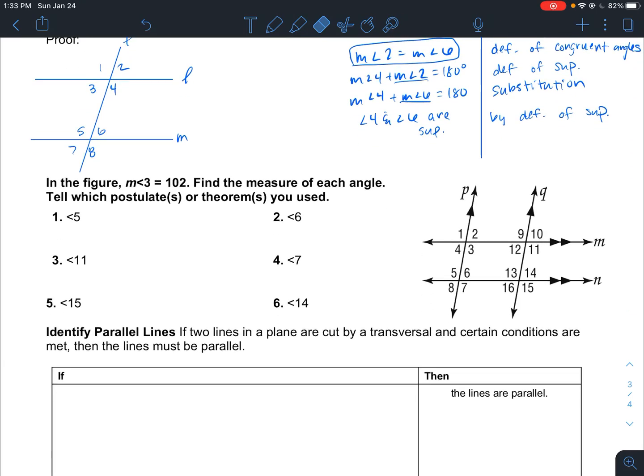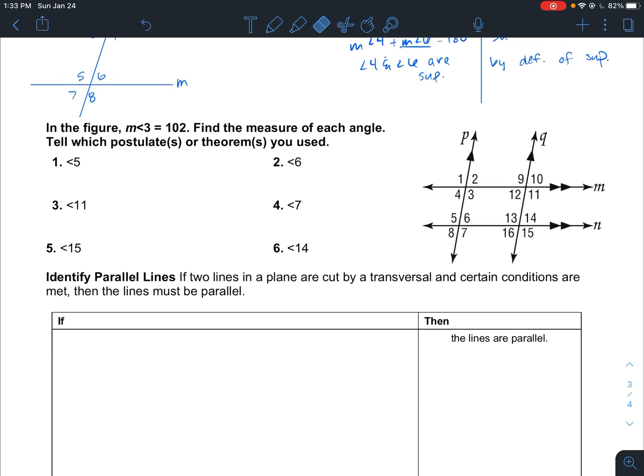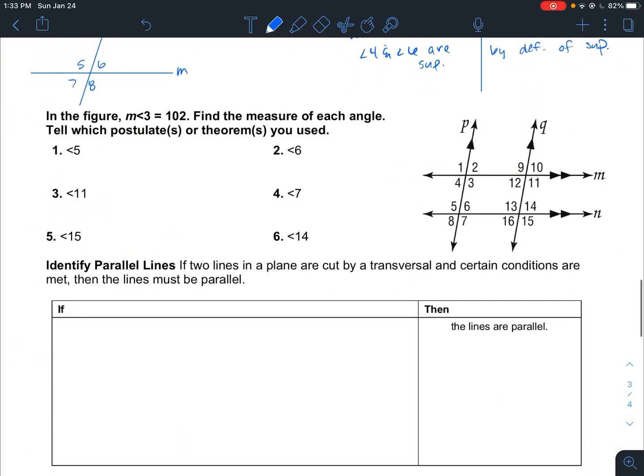So in this example we have two pairs of parallel lines. M and N are parallel lines, P and Q are parallel lines, and all of them are intersecting, so there are 4 points of intersection. It's important that we know that they are parallel, because they are parallel and cutting through each other, we can use the theorems that we used before.